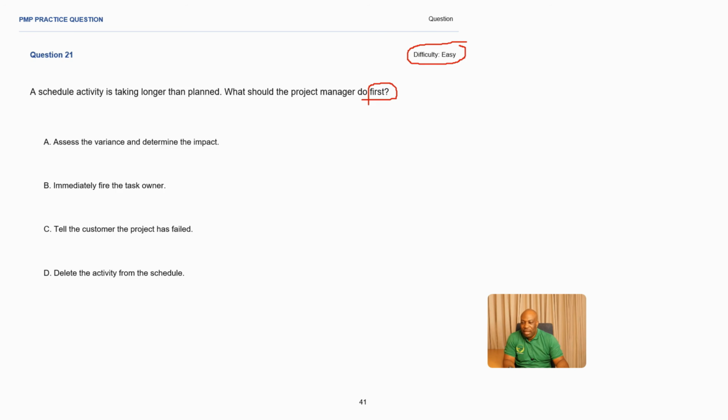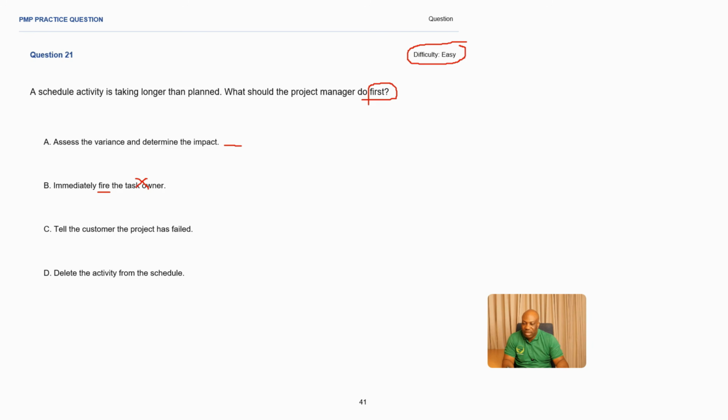Okay, so A is to assess the variance and determine the impact. Okay, makes sense. If you see the word first, assess, review, analyze, you're getting more information before you take action. Immediately fire the task owner. You don't fire people in a project. This is the wrong mindset. So we eliminate this one straight away.